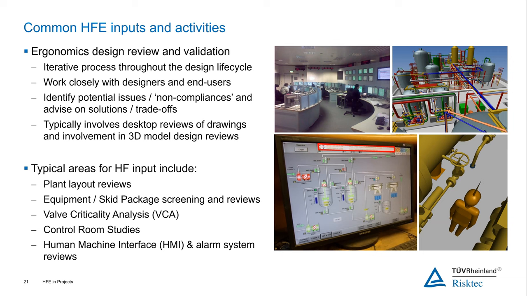And typical areas for HF input would include looking at the plant layout. That's looking at accessibility to gauges on vessels, accessibility to buttons and controls, escape routes, access and egress paths, all those sorts of things. Then reviews of equipment and skid packages, as I showed in that last slide. So you might look at a particular package of equipment. The screening aspect is, if you've got a package of equipment which is an off-the-shelf one, it may be that there's not too much human factors input required. But if it's a bespoke piece of equipment, then it's likely that you're going to need to carry out a more focused review. And one of the key activities as well is valve criticality analysis.